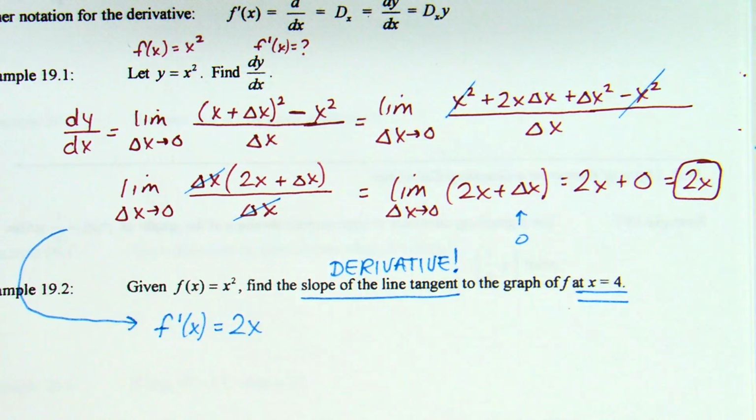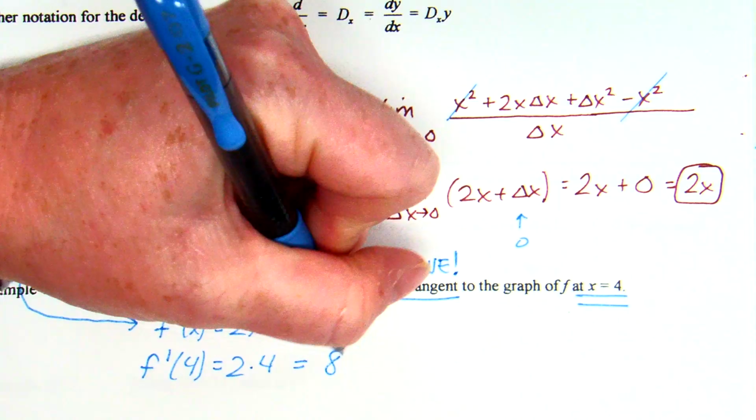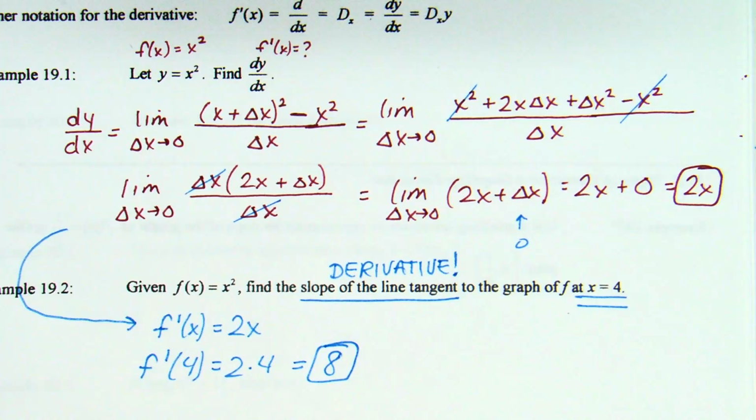So I heard it. What are we doing? Plug and chug. Put that 4 in. So 4 goes in place of x. This becomes 2 times 4, which is 8. So the original function was x squared, right? On a parabola, when you're at the x point 4, the derivative is 8. And that is the slope of the tangent line.